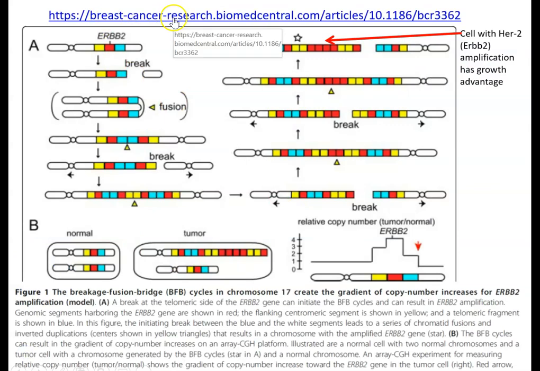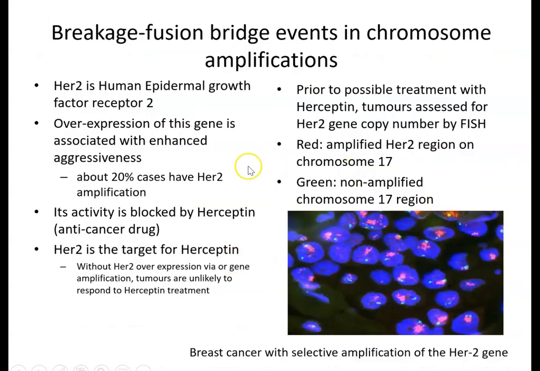And this particular article here suggests that breakage-fusion bridge events may actually be responsible for oncogene amplifications, in this case the ERB2 or HER2 gene amplifications on chromosome 17. And what we see on that is we often get back-to-back tandem duplications of the ERB2 gene, and this is a fluorescence in situ hybridization showing multiple copies of the HER2 gene in breast cancer, and if there's multiple copies, those patients are treated with Herceptin.